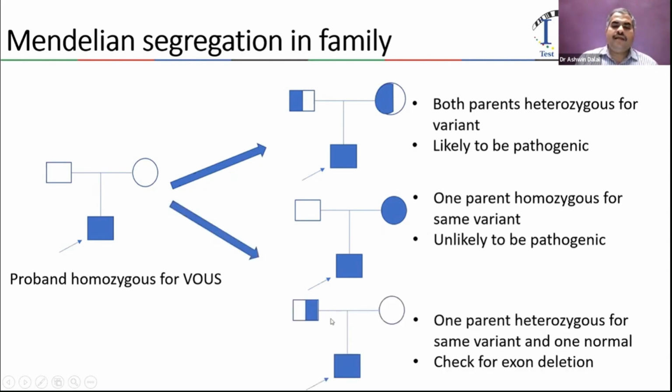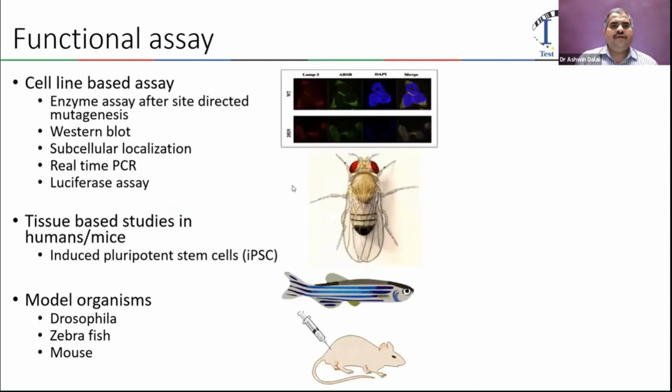Sometimes one parent may be heterozygous and the other parent may be normal, and in this case you need to check for exon deletions. Large exon deletions can result in this kind of scenario where Sanger sequencing will not identify the presence of the mutation in one of the parents. So Sanger segregation helps us to do the Mendelian segregation in the family, which helps in interpreting the variants.